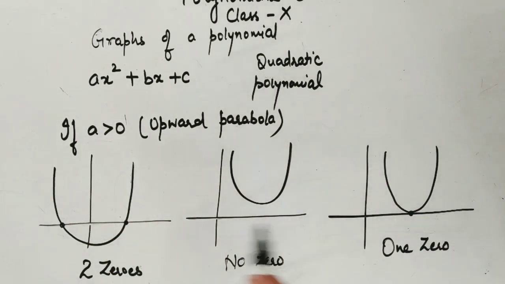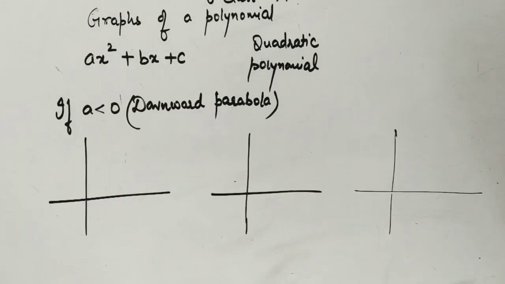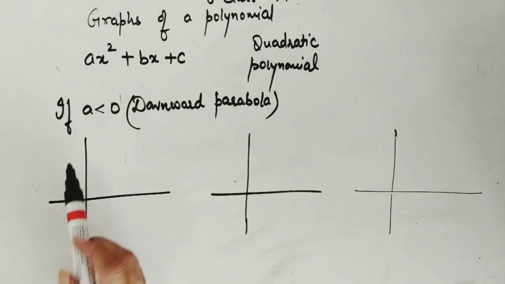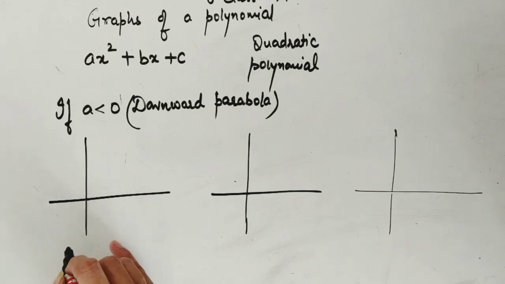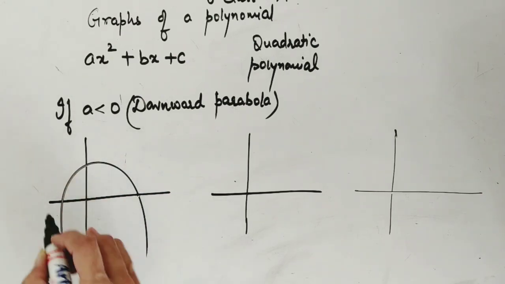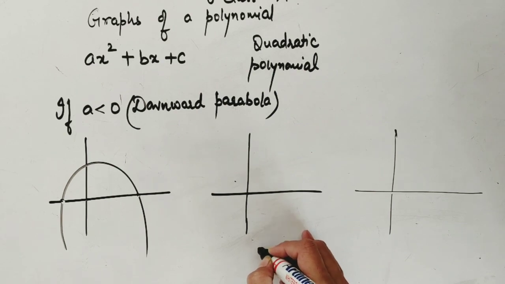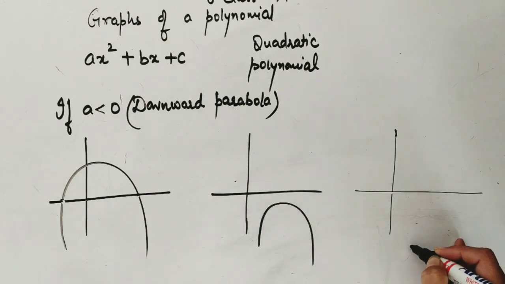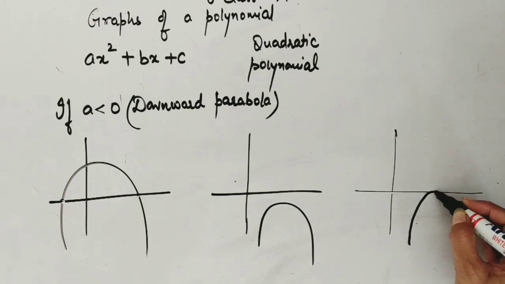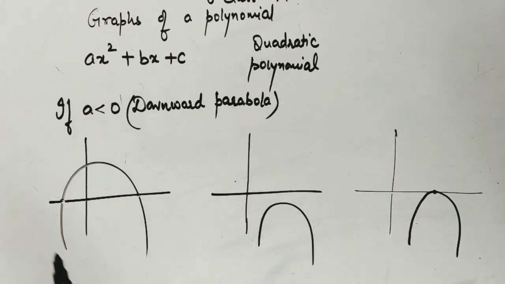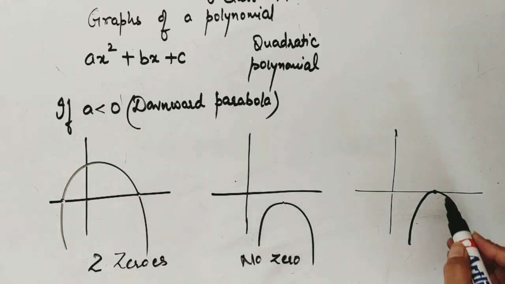This is for the situation when a is greater than 0. Let us discuss the second case when a is less than 0. Now the possibilities when a is less than 0: the parabola can go like this, meeting at 2 points. The parabola can be meeting at no point, or it can just meet at 1 point, the way we have discussed in the previous case. So 2 points means it would have 2 zeros, no zero, and 1 zero.